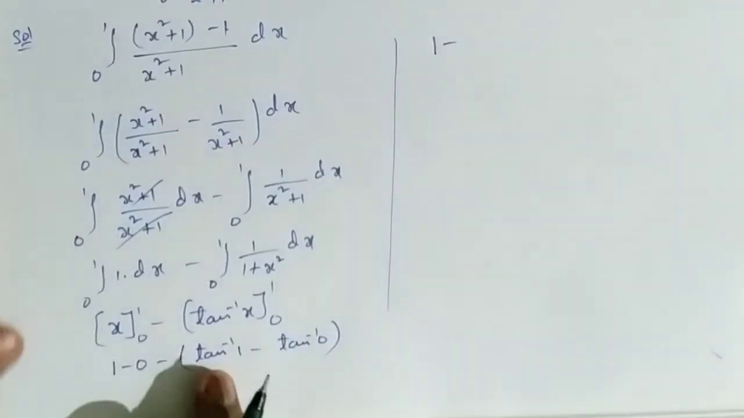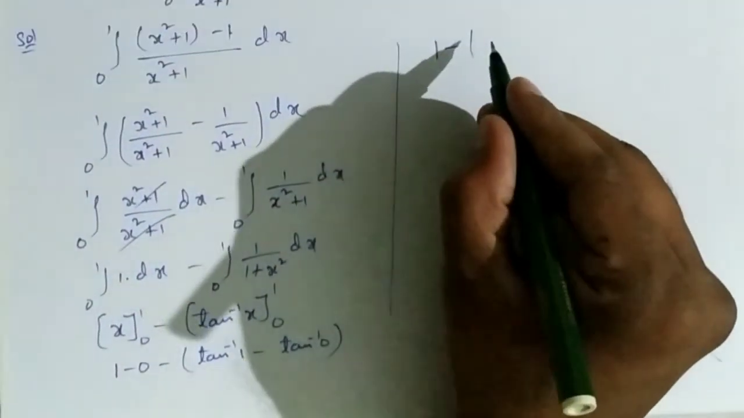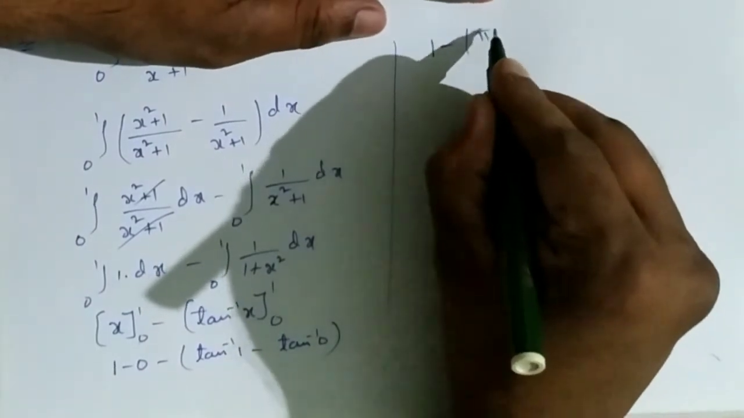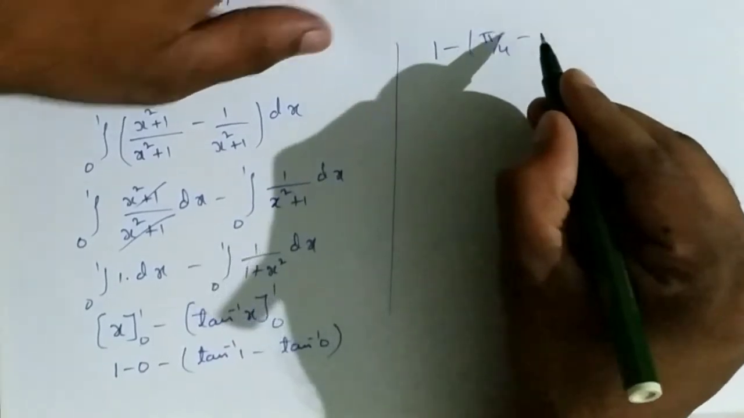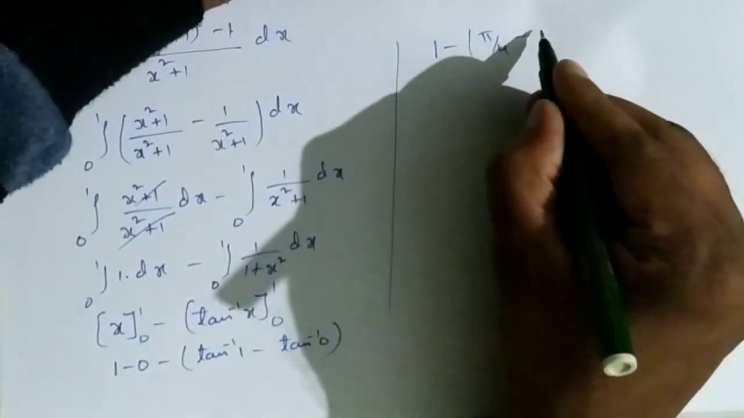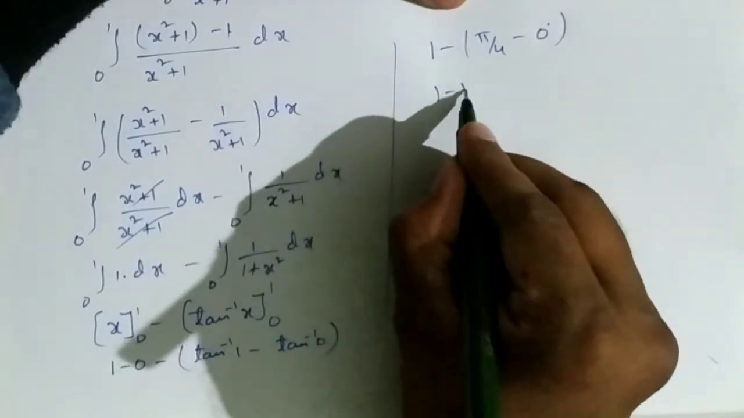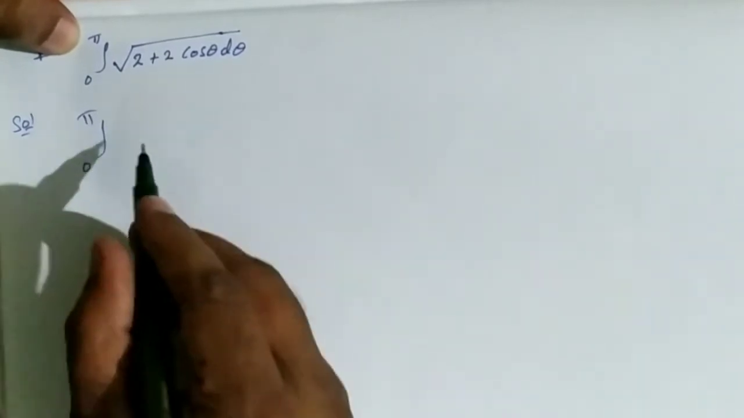Okay, now we get 1 minus tan inverse 1. In the tan table, at 45 degrees we get 1, so that is pi by 4, minus tan 0 we get at 0 degrees. So finally 1 minus pi by 4.